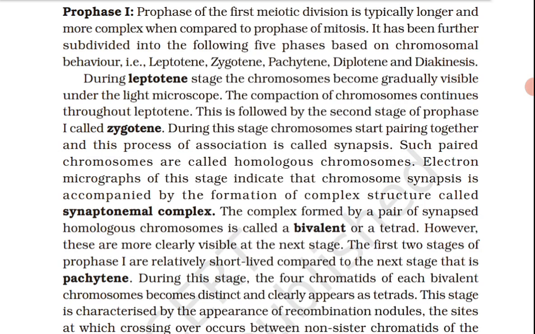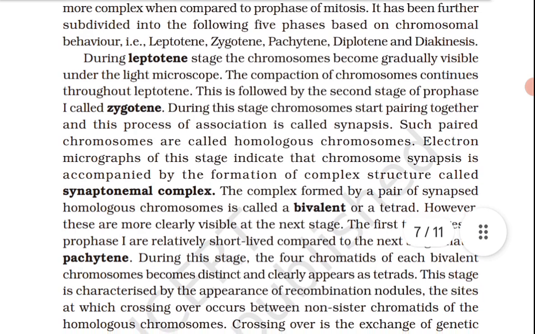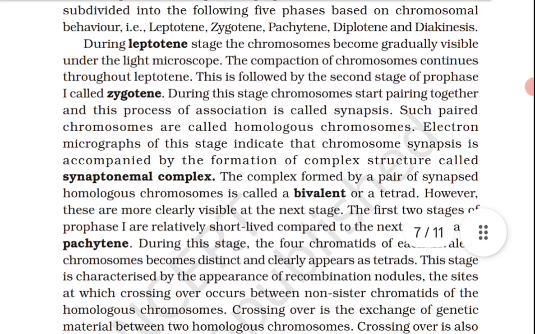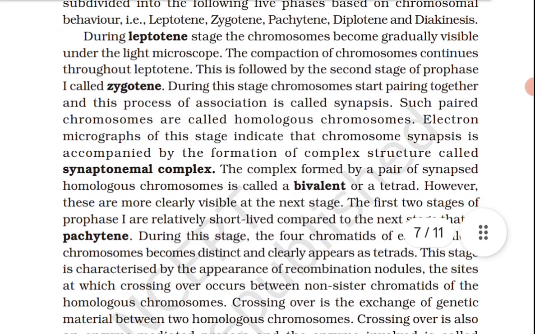The final stage of prophase I is diakinesis. This is marked by terminalization of chiasmata. During this phase, the chromosomes are fully condensed and the meiotic spindle is assembled to prepare the homologous chromosomes for separation. By the end of diakinesis, the nucleolus disappears and the nuclear envelope also breaks down. Diakinesis represents the transition to metaphase.